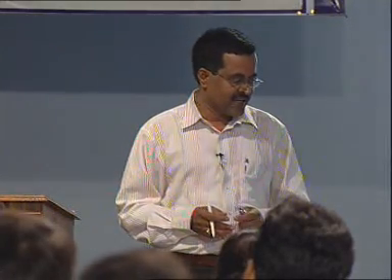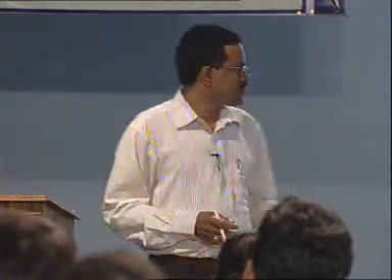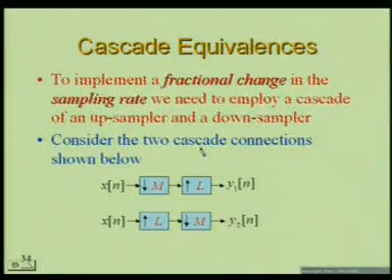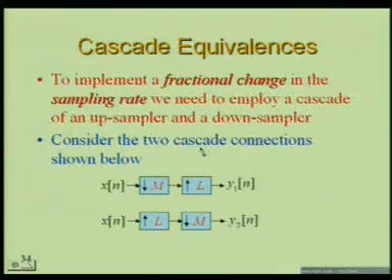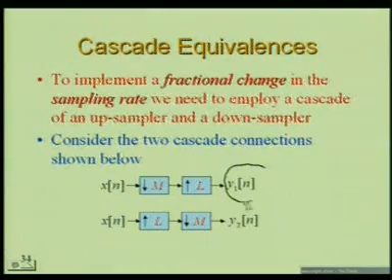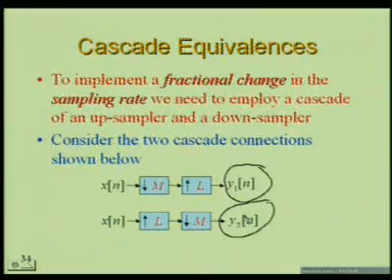Consider the two cascade connections shown below. Here I have one figure with downsampling followed by upsampling. Here it is upsampling followed by downsampling by a factor of M. In the earlier case the output is y1[n], you can see the difference. Here I have written y2[n]. You should remember this, so that I can explain why I have written y1[n] and y2[n].